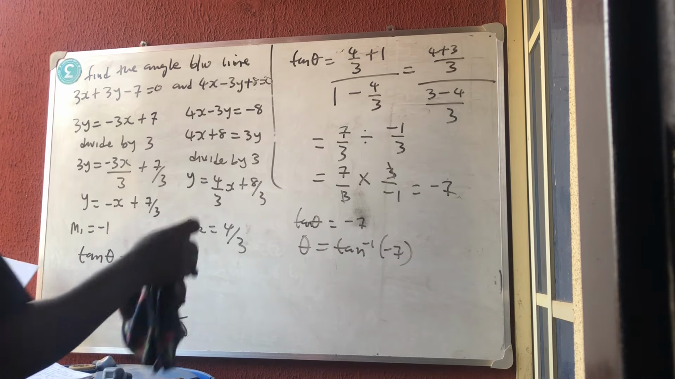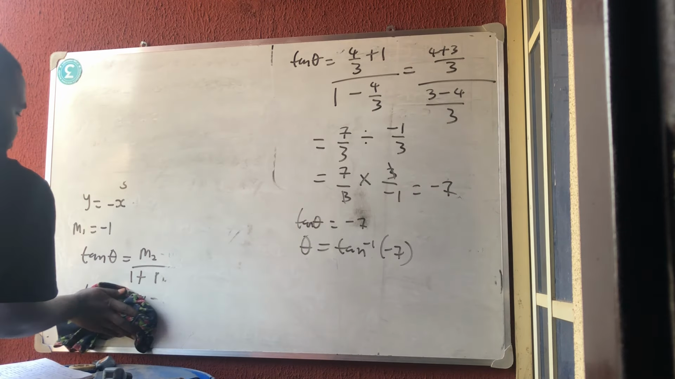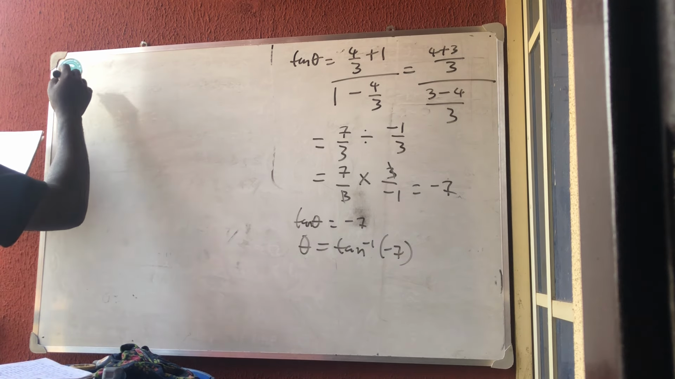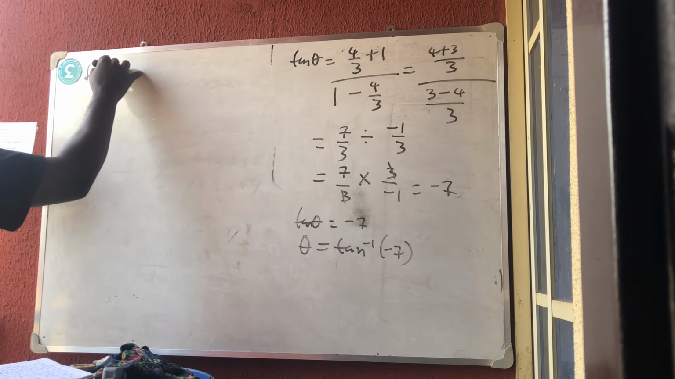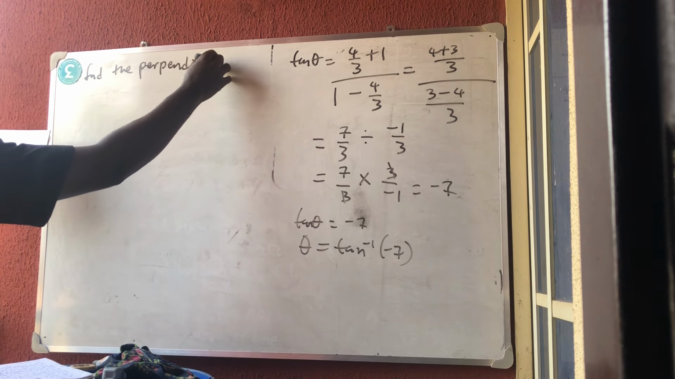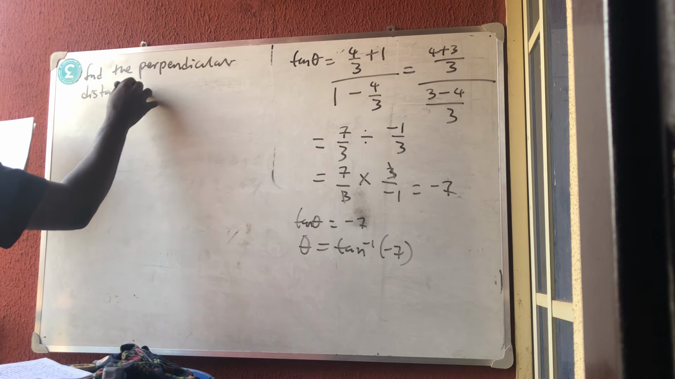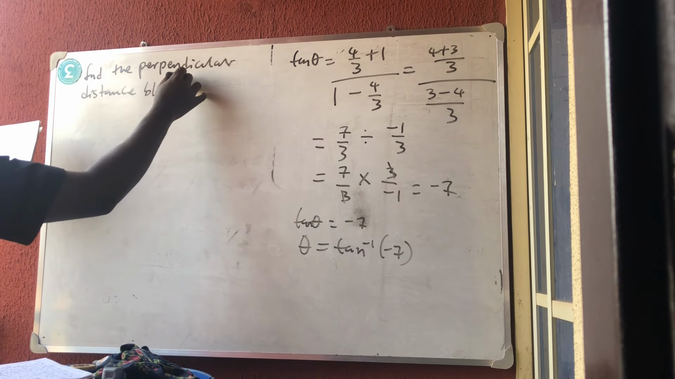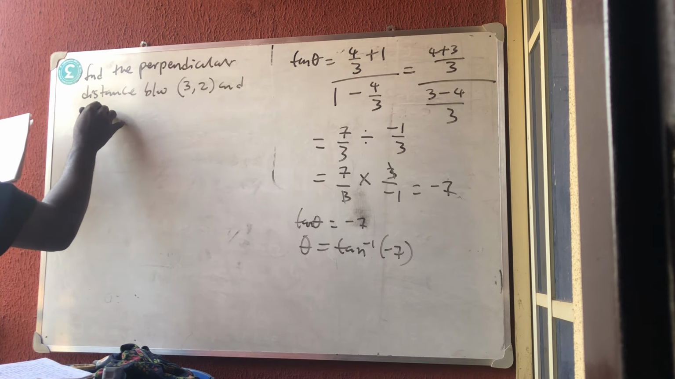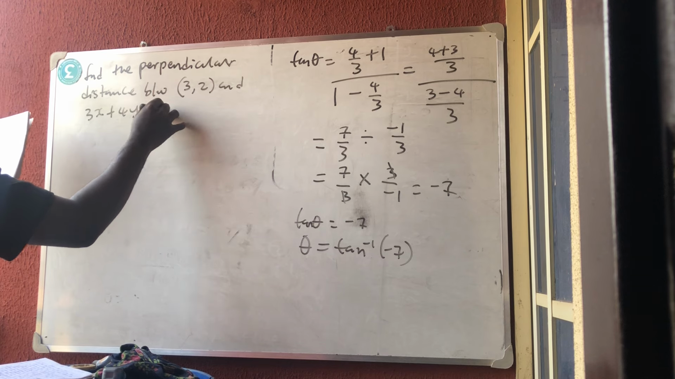Okay, the last thing I'm going to solve here is finding the perpendicular distance between a line and a point. The question said find the perpendicular distance between this point (3, 2) and this line 3x plus 4y plus 2 equal to 0.